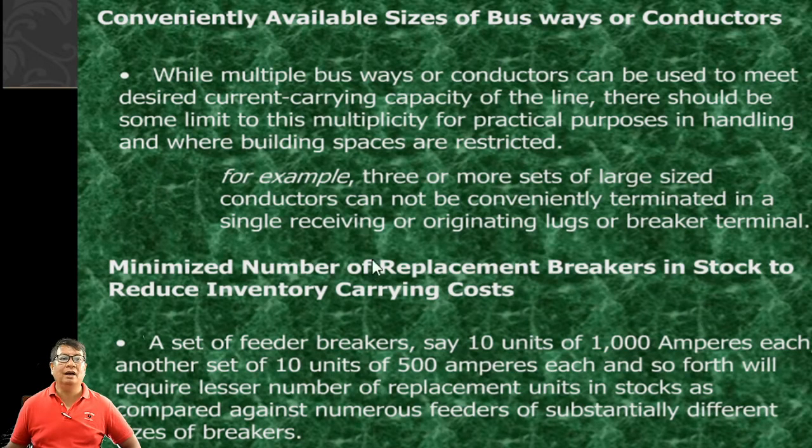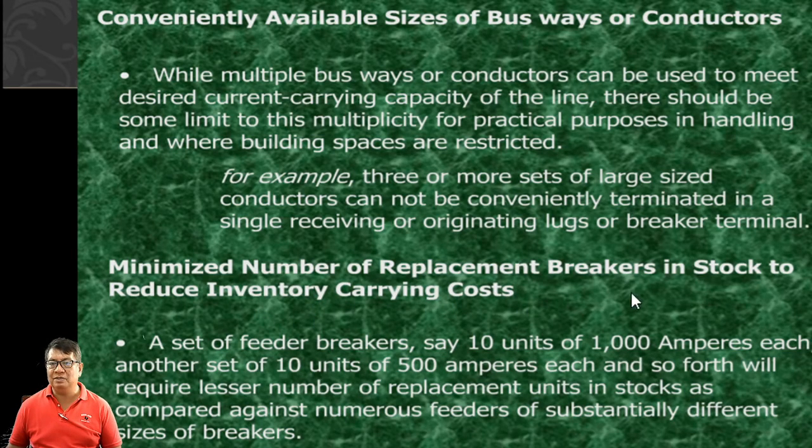Okay, next we have this conveniently available sizes of busways or conductors. While multiple busways or conductors can be used to meet the desired current carrying capacity of the line, there should be some limit to this multiplicity for practical purposes in handling, where building spaces are restricted. For example, 3 or more sets of large size conductors can be conveniently terminated at a single receiving or originating lug or breaker terminal. So, distributed yung system natin.